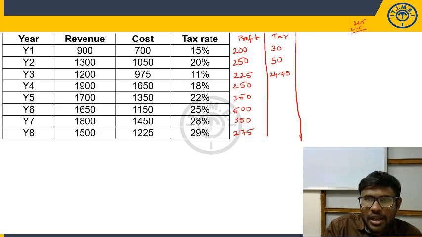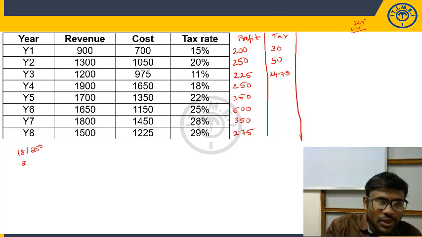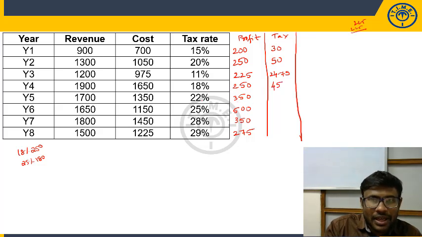Next, 18% of 250. So it is nothing but 25% of 180. So 25% of 180 means 1/4 of 180. Half is 90. One more half is 45. So here the tax is 45. And next, 22% of 350. So 10% is 35, 20% is 70, and 2% is 7. So 77 rupees is the tax. And 25% of 500, that is 1/4, 125.